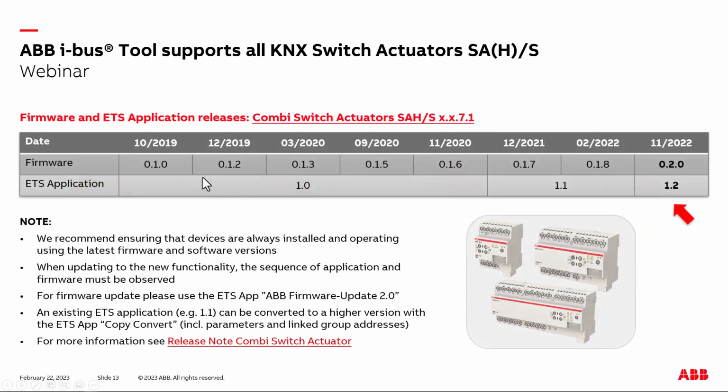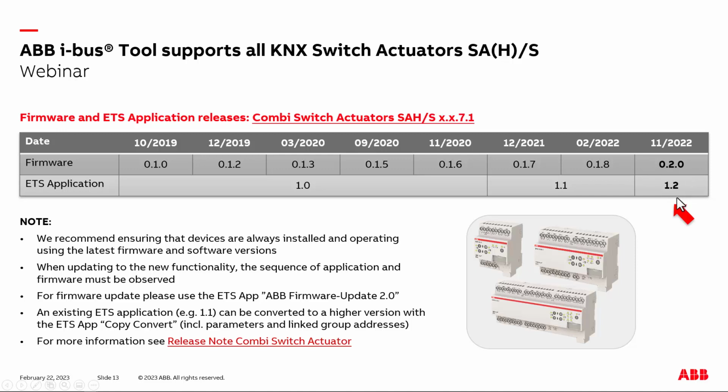So here you can see the firmware and ETS application versions of the Combi Switch Actuator SAH/S. We launched the device in October 2019 with the firmware version 0.10, and then some months later we launched other firmware versions, and the ETS application was also launched with the version 1.0. And then in December 2021 we launched a new firmware together with a new application, version 1.1. So today, we have here the latest version, which is the firmware 0.20 and the ETS application 1.2.